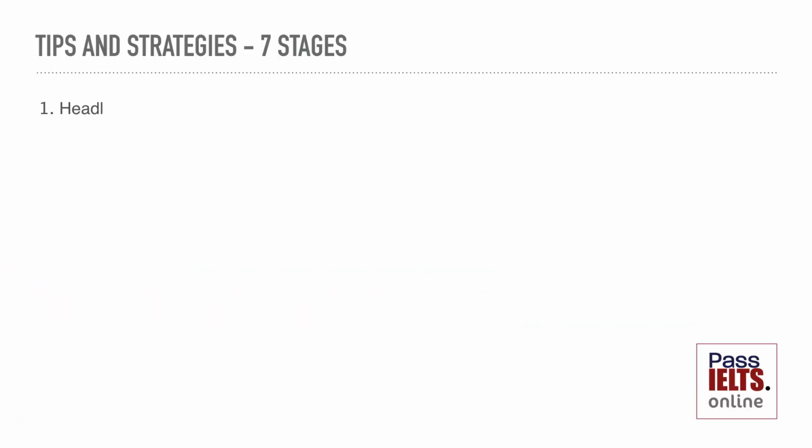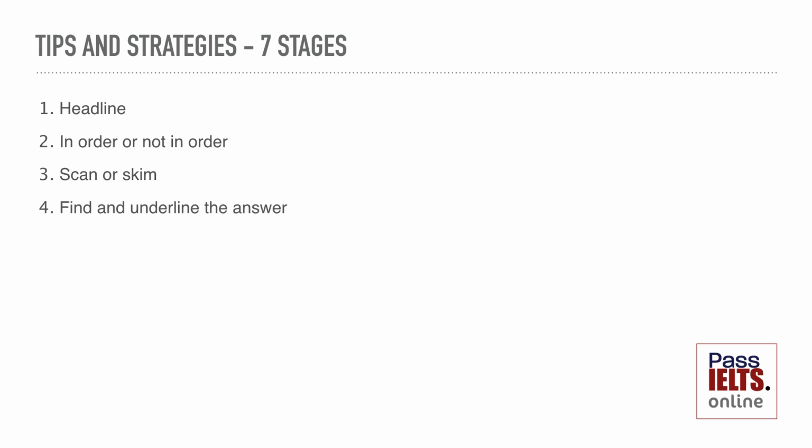Now we're going to look at the 7 tips and strategies again, which will help you in the reading part. We will list them here again and then go through each stage in detail during practice 1. Firstly, you need to read the headline, get an idea what the passage is about. Then, depending on the question type, you need to decide if the questions are in order or not. In this type, they are always in order. Then you need to decide whether to scan or skim, and in this case, you need to scan. Then you can start to find the answers. In this case, you can start with the first question, as the questions are in order.